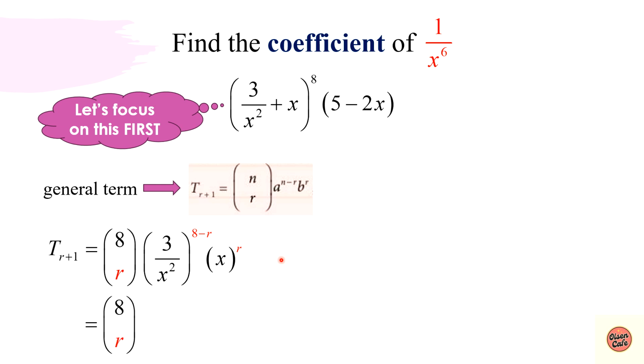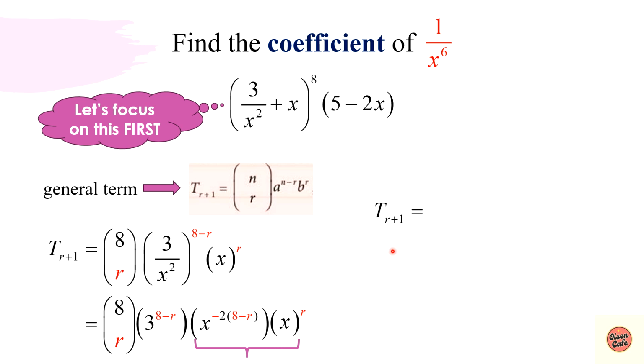So what we have is 8Cr, and then I manipulate the 3, so I will get 3 to the power of 8 minus r, and for the x, it will become x to the power of negative 2 times 8 minus r. Then the last one remains x to the power of r. Now, you notice that we can combine x together because x is the same base. So by using laws of indices, I'm going to apply and simplify this.